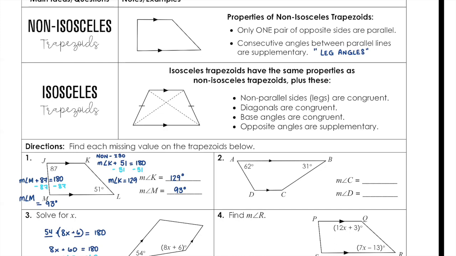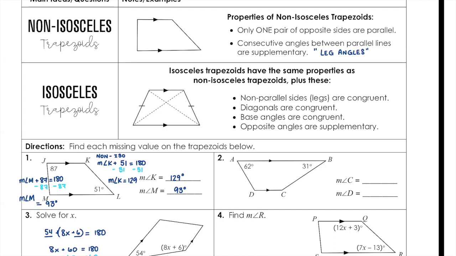So we've got two types of trapezoids. We've got non-isosceles trapezoids and isosceles trapezoids. Where have we seen that word isosceles before? Triangles. And what kind of triangle was an isosceles triangle? A triangle where at least two sides were congruent. Well, what do you think an isosceles trapezoid is? A trapezoid where my two legs are congruent, just like in a triangle.